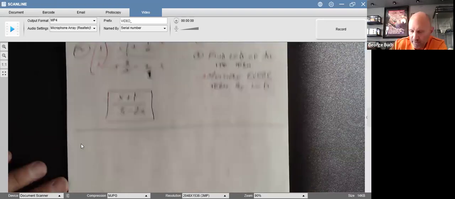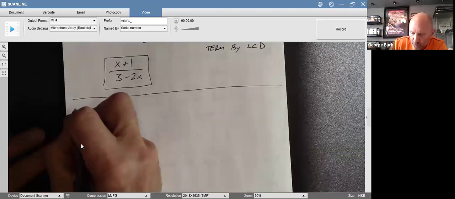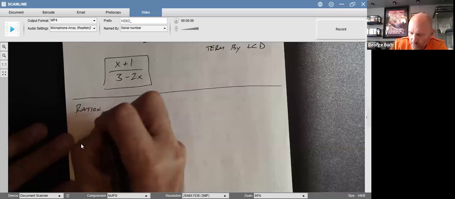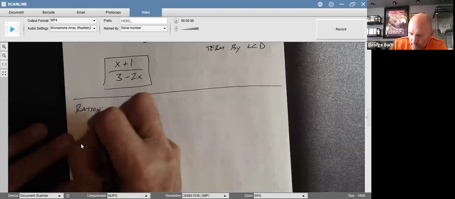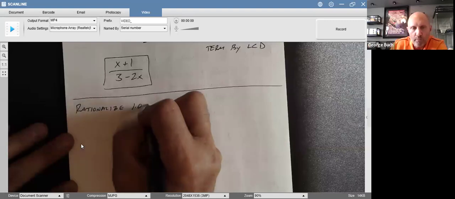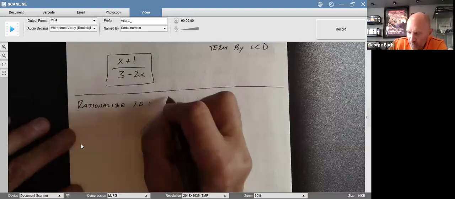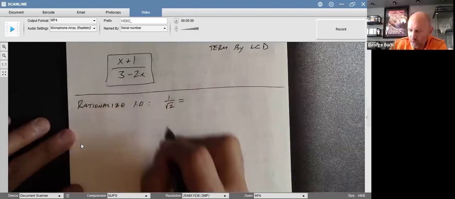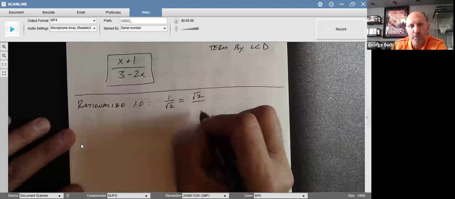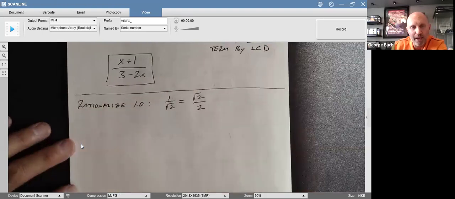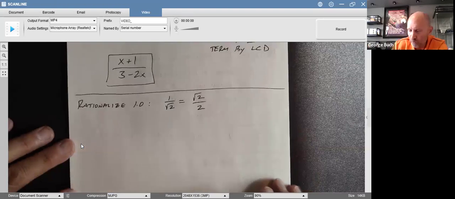All right, next concept. A few lessons ago, we did rationalizing. Let's call it rationalize 1.0. We had something like 1 over root 2. By our shortcut method, we multiplied the top by the radical, got rid of the root symbol in the bottom, and got root 2 over 2. Those are pretty straightforward, not a lot of calculations involved.